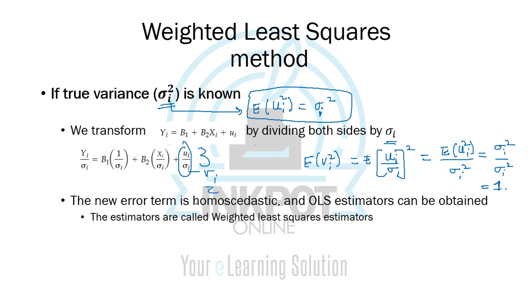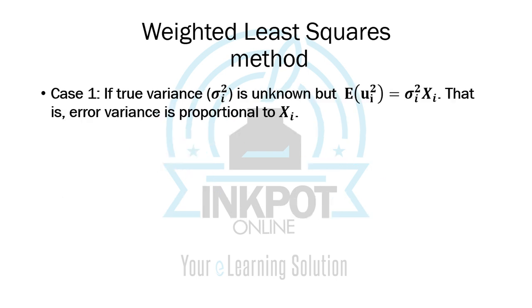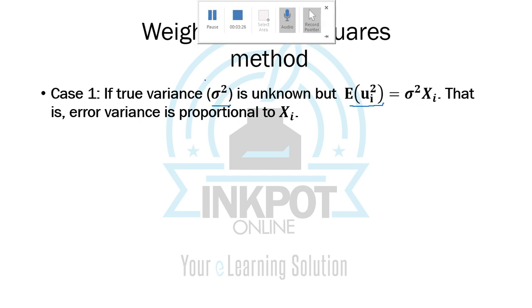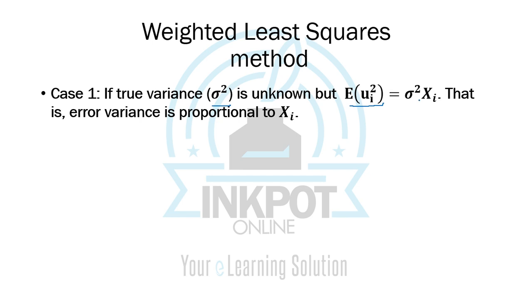The new error term, which is vi, is now homoscedastic, and we can obtain these parameters by OLS only. So this set of parameters, the estimators of B1 and B2, are known as the weighted least square estimators. Now this is the case when the true variance is known to us. What if the true variance sigma i square is not known to us, but it is given to us that the expectation of ui square, which is basically the variance of the disturbance term, is a function of xi. So the expectation of ui square is equal to sigma square times xi.